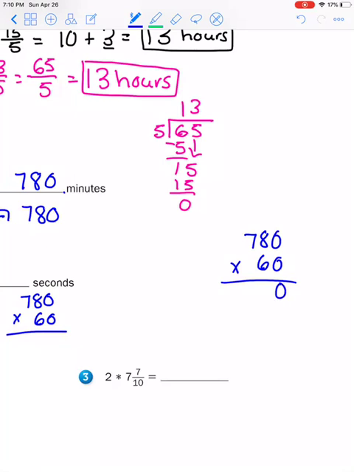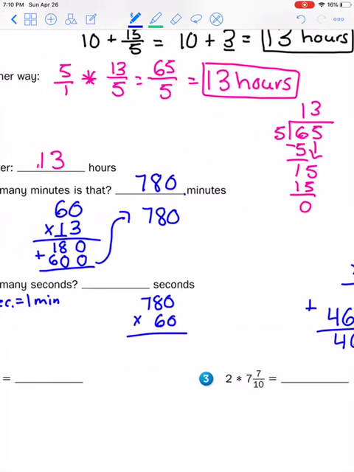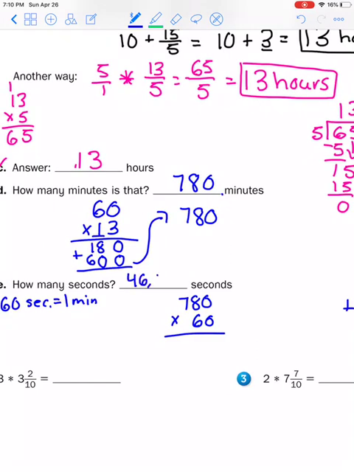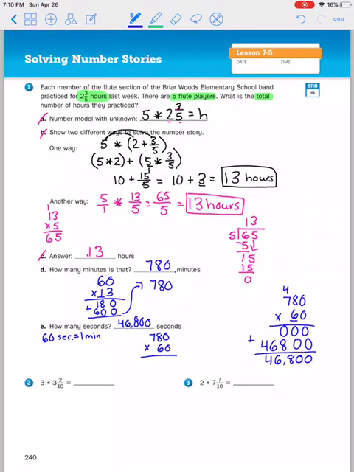0 times 0 is 0. 0 times 8 is 0. 0 times 7 is 0. Now moving over to the tens place, so I need to use my placeholder. 6 times 0 is 0. 6 times 8 is 48. I'm going to carry that 4. 6 times 7 is 42, plus 4 is 46. Now you just add, and you get 46,800. So there are 46,800 seconds in 13 hours.